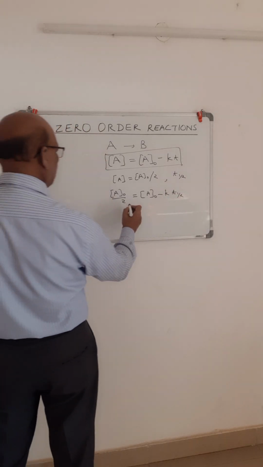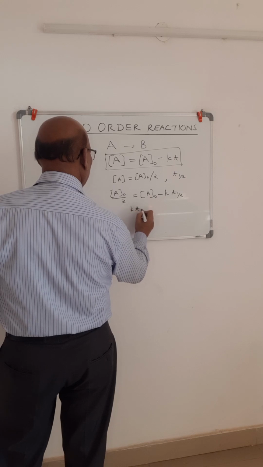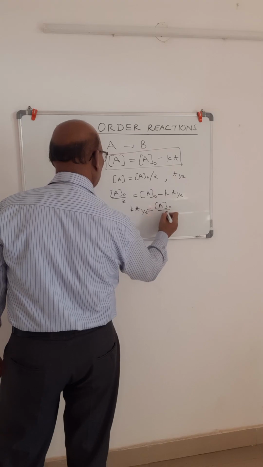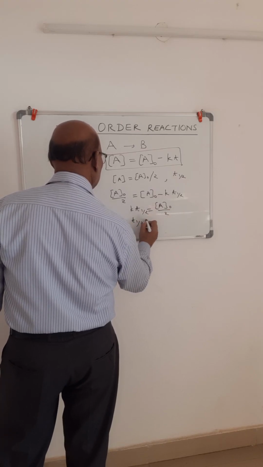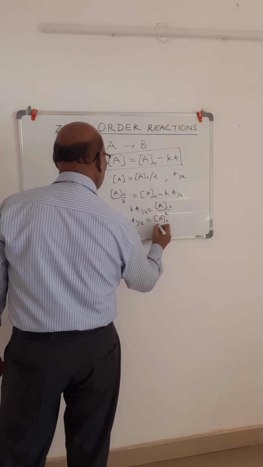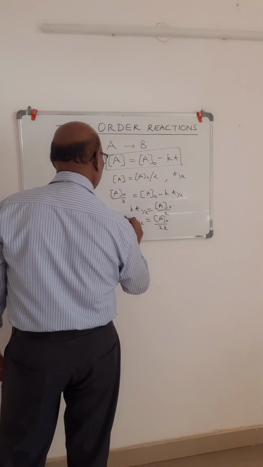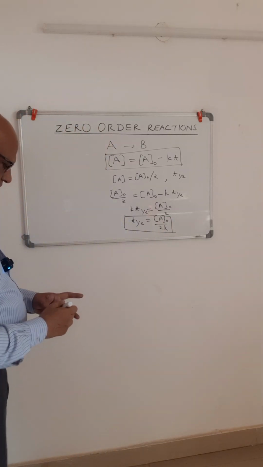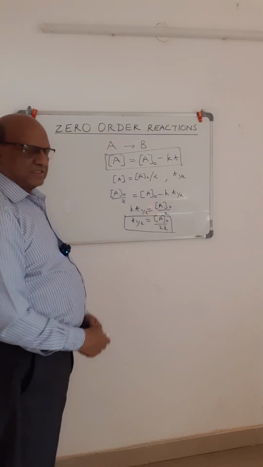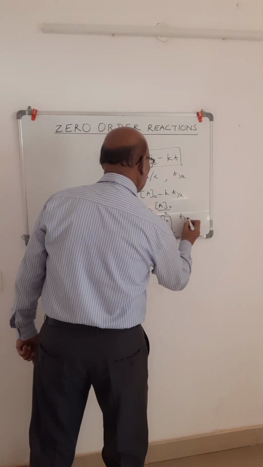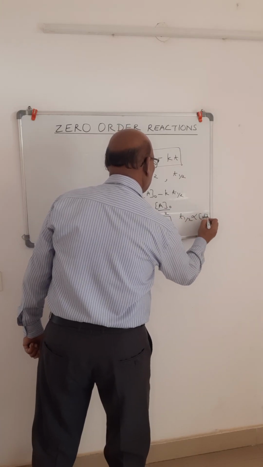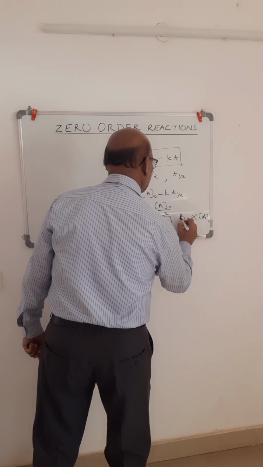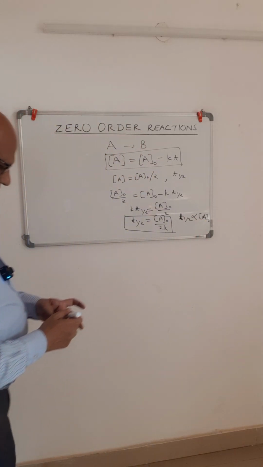Okay, so this will give us K t half is equal to A naught by 2, or we can write t half is equal to A naught by 2K. So this is the half life of zero order reaction. So we can say that half life of zero order reaction is directly proportional to initial concentration of A.